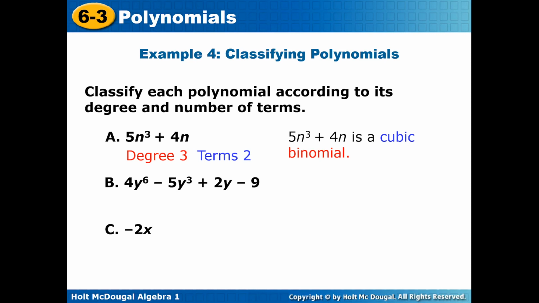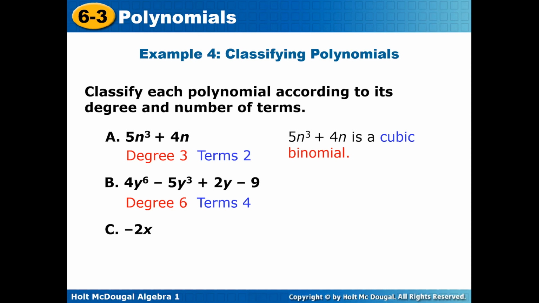4y to the 6 minus 5y cubed plus 2y minus 9. Again, look at the plus and minus symbols. We have 3 separating 4 things. These 4 things are our terms, so we have 4 terms. We can also only look at the leading monomial, 4y to the 6th, to find our degree. As 4 has a degree of 0 and y to the 6th has a degree of 6, 0 plus 6 means we have a degree of 6. We have 4 terms and a degree of 6.